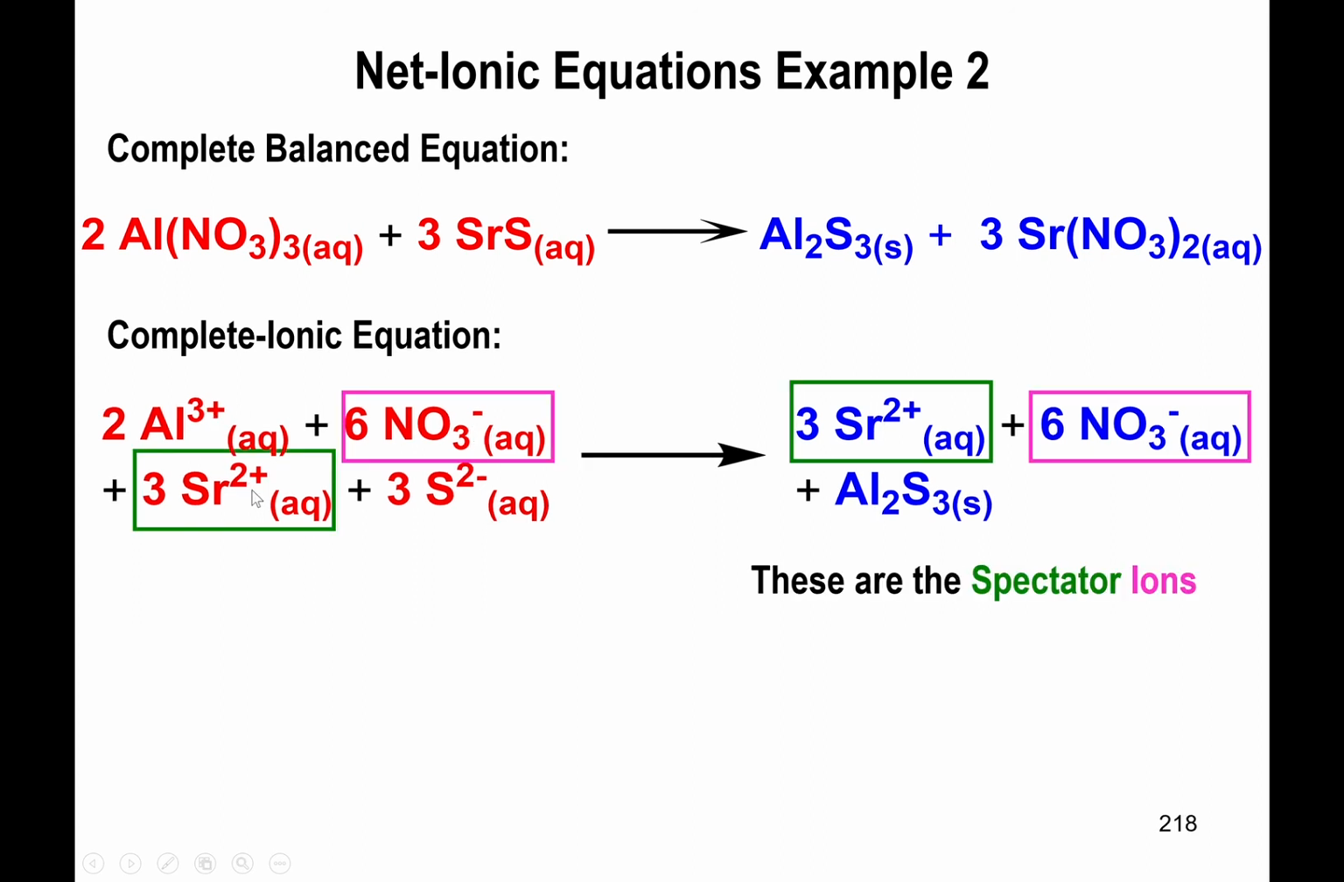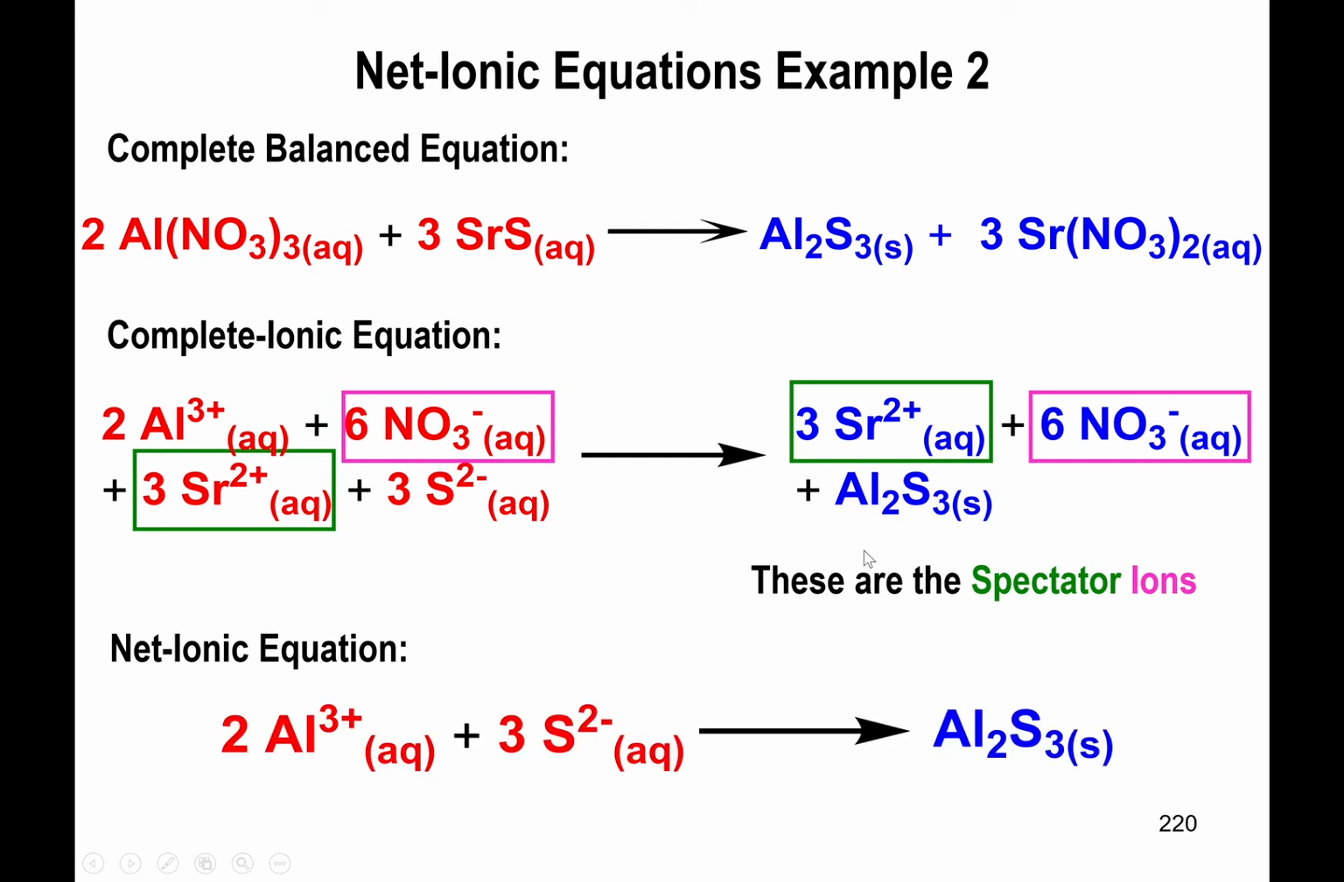Notice that strontium 2 plus AQ as well as NO3 minus AQ is present on both sides of the equation exactly in the same format. These are your spectator ions. And what you do is you simply cancel them out. The resulting equation is what we call the net ionic equation. And what you have left over once you remove the spectator ions is 2 aluminum 3 plus AQ, 3 sulfide 2 minus AQ, leading to aluminum sulfide solid. And this right here is the net ionic equation, the only aspect of the equation that actually did chemistry.